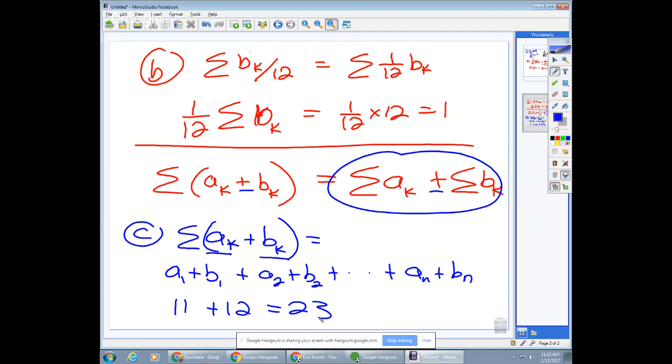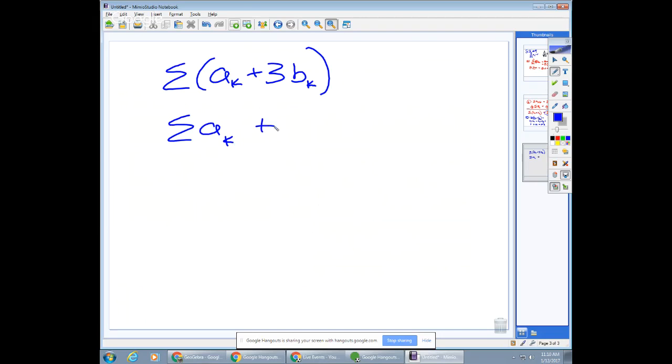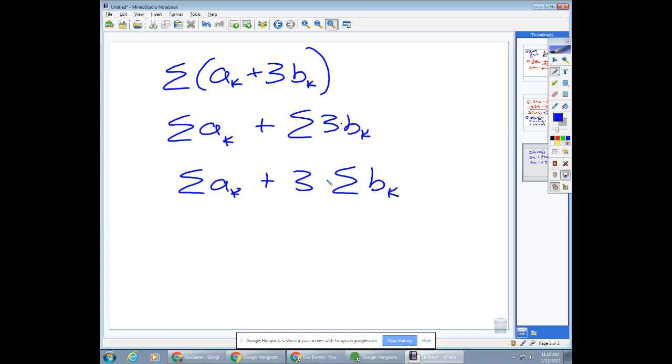Okay. Then they gave one more that was a bit more complicated. They said, what would happen if you took the sum of the a's plus 3 times the b's? Well, that's multiple rules happening at once. We have the sum rule that says you can just separate out the a's from the other side of the sum. And then we have another rule that says if you have a constant multiple of every single term, you can factor it out of the sum. So that would just be the sum of the a sub k plus 3 times the sum of the b sub k.